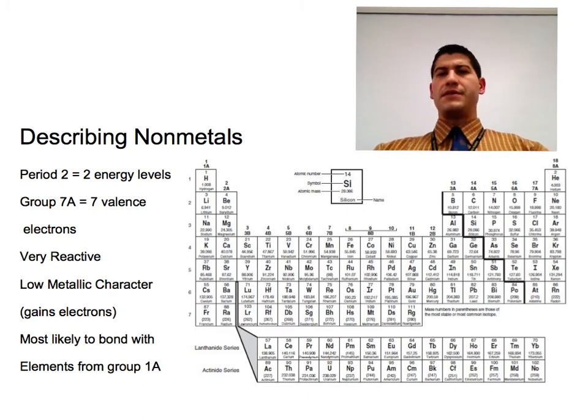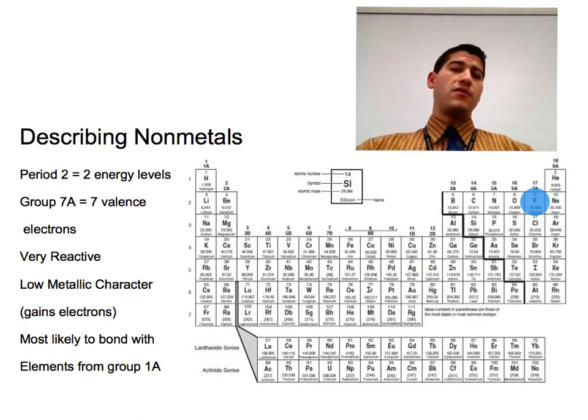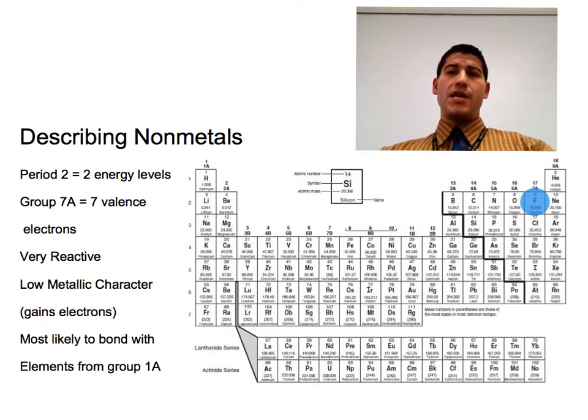Take fluorine, for instance. Fluorine has 2 energy shells because it's in period 2. It also has 7 valence electrons because it's in group 7A, making it a highly reactive element, but for different reasons than calcium. Fluorine is reactive because it tends to gain valence electrons in a chemical reaction. It's most likely to react with the elements over here in group 1A, like sodium, because it needs the 1 valence electron that they have.